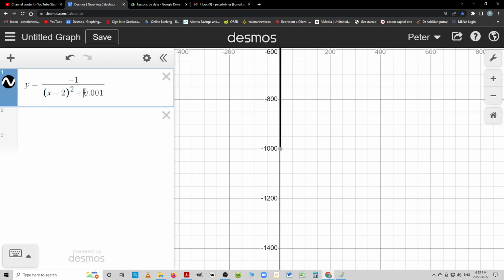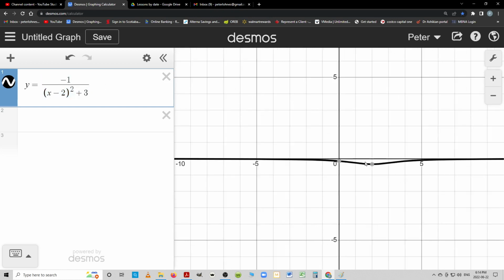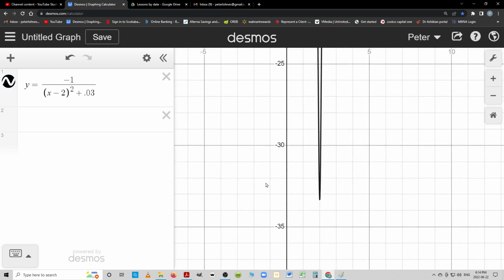Now, obviously, I can just do it with something that's more visible. Like that, go back home. And like that. That's what happens. When I make it 0.3, it dips down lower. When I make it 0.03, it dips down even lower. But it will still stop somewhere.